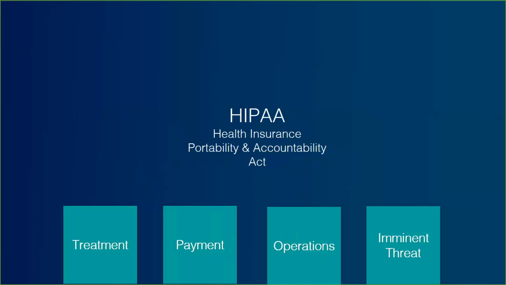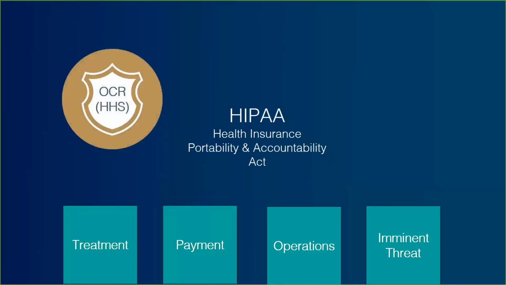Okay, so we've got HIPAA and we've got these permitted uses. I've already mentioned them briefly, but there is an entity that is responsible for ensuring that HIPAA and these permitted uses are all dealt with appropriately. And that is OCR, which is part of HHS. OCR is the Office of Civil Rights, and HHS is Health and Human Services. These are the people who will go out and do HIPAA compliance audits, among other things.